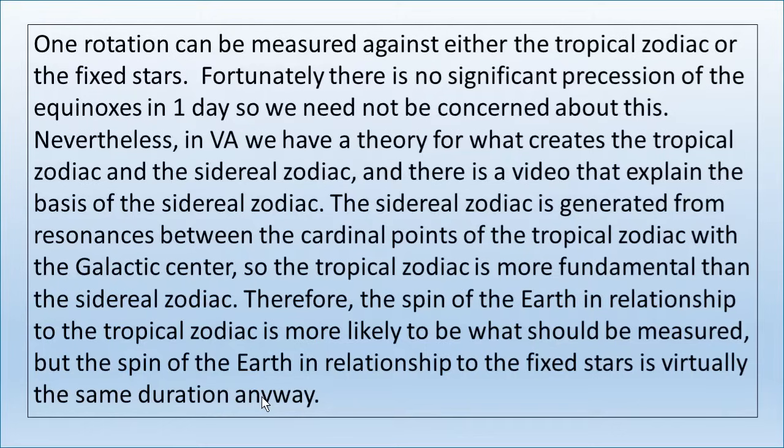Now, one rotation of the Earth can be measured either against the tropical zodiac or the fixed stars. Astronomers usually do it against the fixed stars, and that's called a sidereal day. But there's no significant precession of the equinoxes in one day, so we don't need to be concerned about it. You can think of the spin of the Earth as just one spin, either relative to the tropical zodiac or relative to fixed stars. It won't affect the calculations of the secondary progression, because if you're 100 years old, we're only moving 100 days. There is not a significant amount of precession of the equinoxes. So whether you're measuring between the fixed stars and the zodiac doesn't matter.